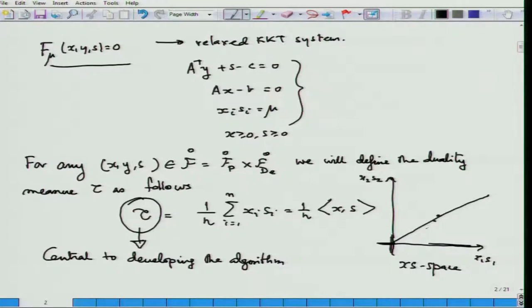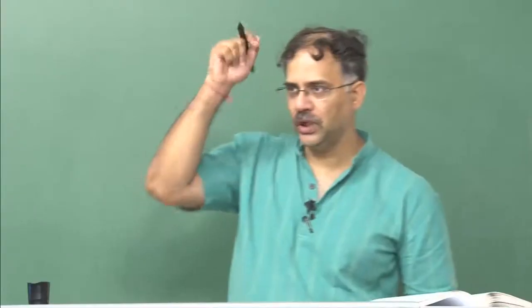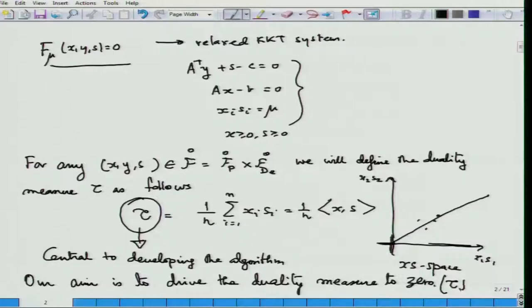So, it is somewhere maybe here, maybe here, maybe here. So, then what is the corresponding average value that point is satisfying? That is what we call the duality measure. Our aim is to drive the duality measure to 0. So, our aim is to drive tau down to 0, that is do this.